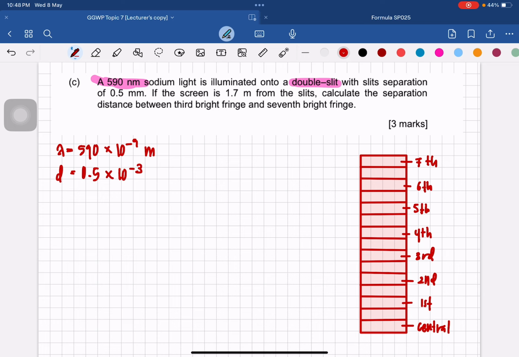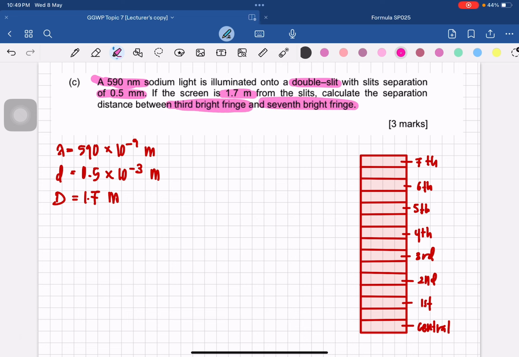Okay, so remember, slit separation is lowercase d. And then the screen is 1.7 meter from the slits, that is capital D. Calculate lambda D over d, and then calculate the separation between the third bright fringe and the seventh bright fringe.